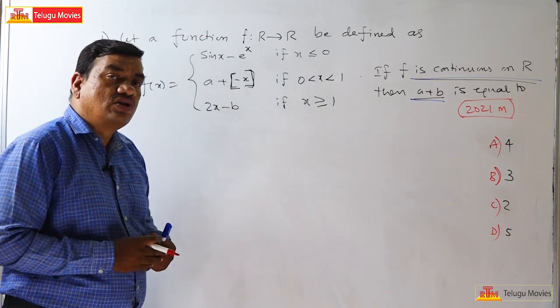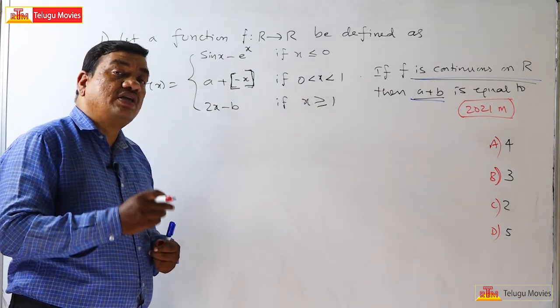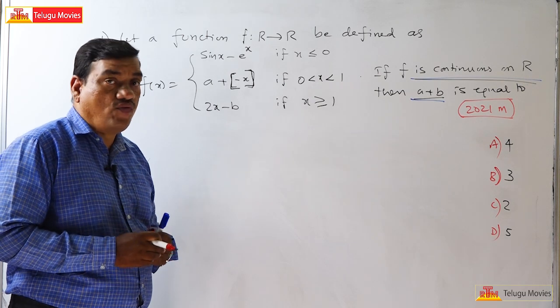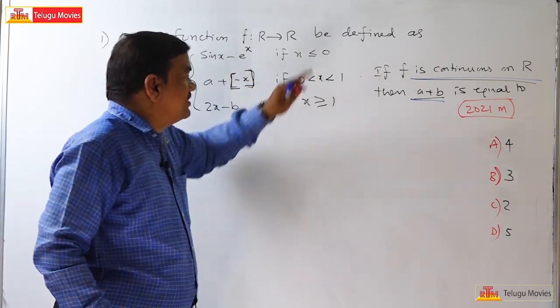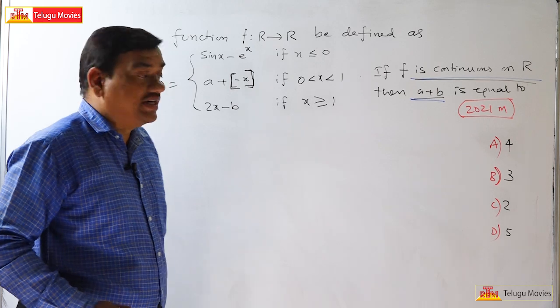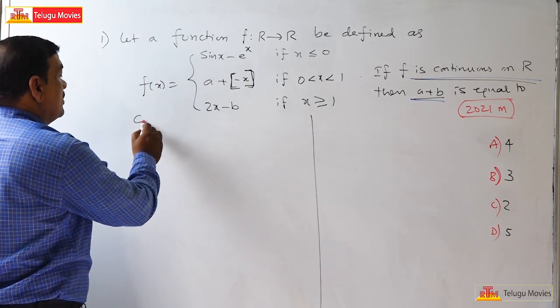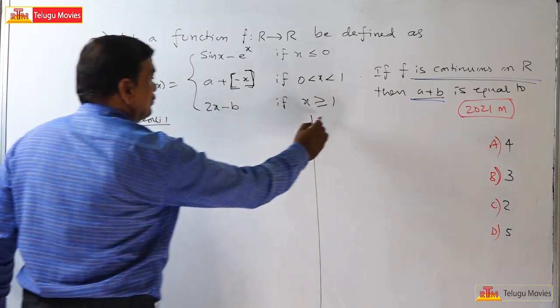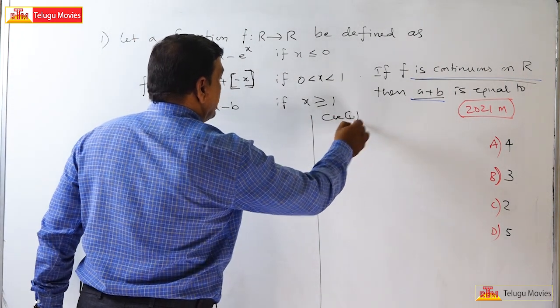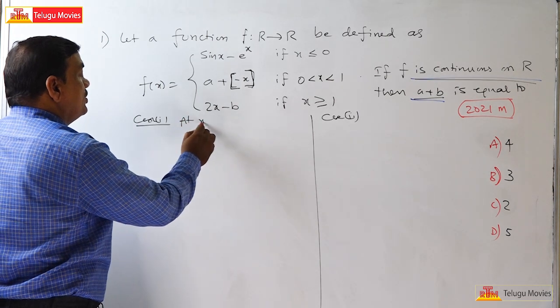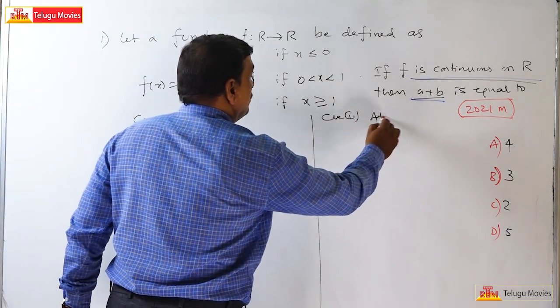f is continuous on R means what? f is continuous at each and every point of x. It means it is continuous at x is equal to 0 and it is continuous at x is equal to 1. Let us see that. So, case 1 and case 2: at x is equal to 0 and at x is equal to 1.